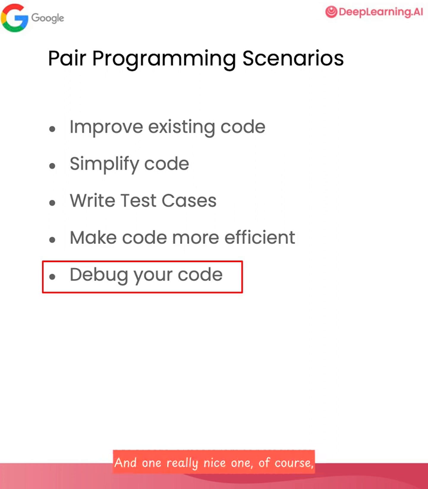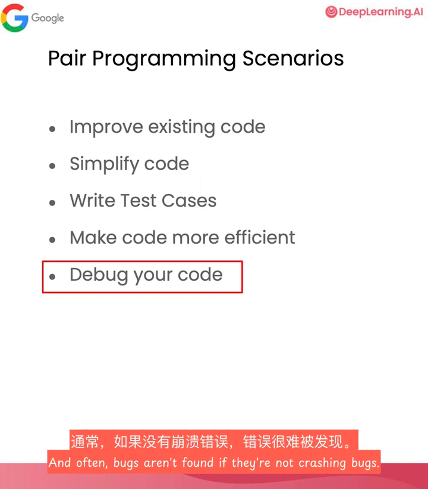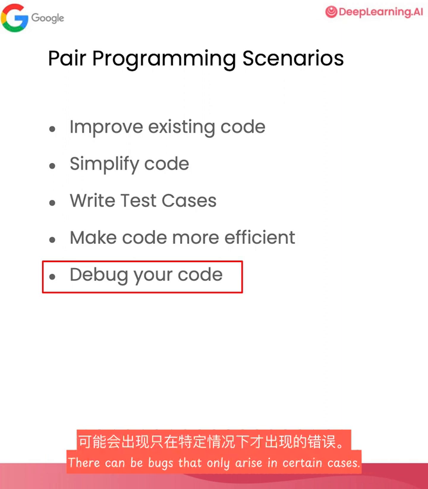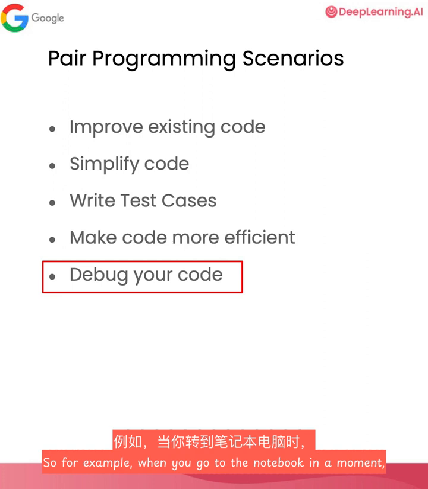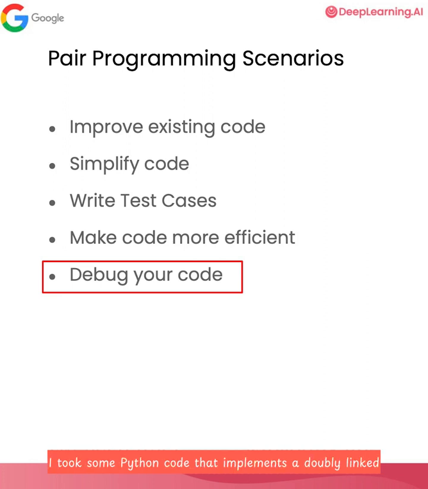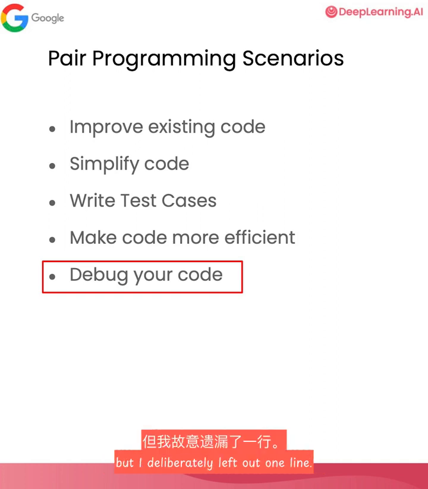And one really nice one, of course, is to be able to spot bugs in your code. And often bugs aren't found if they're not crashing bugs. There can be bugs that only arise in certain cases. So for example, when you go to the notebook in a moment, I took some Python code that implements a doubly linked list that came from an online tutorial, but I deliberately left out one line.